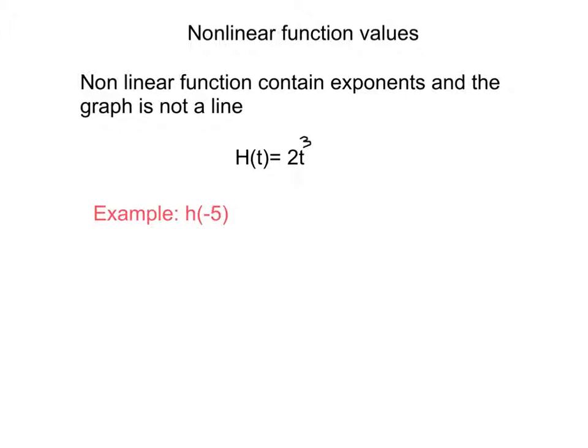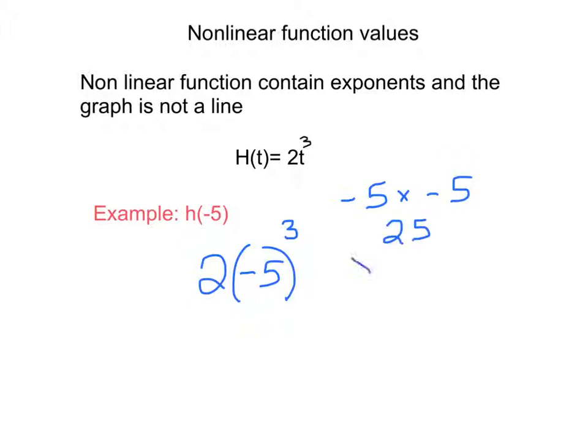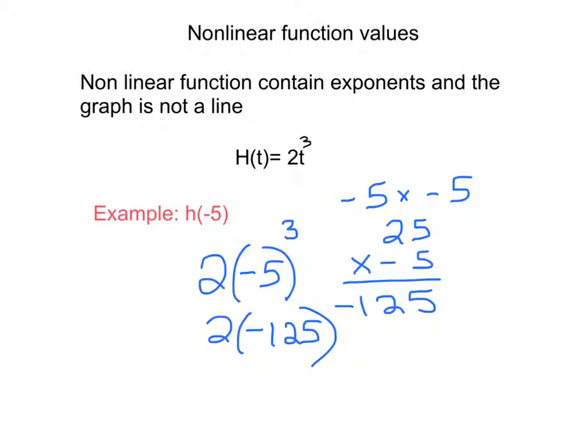So in this case, the equation is h(t) equals 2h to the third. But then it tells us that we need to replace the h with a negative 5. So 2 times negative 5 to the third, which means negative 5 times negative 5. So that's positive 25 times negative 5, which is going to be a negative 125. So then you take the negative 125 and you multiply it by 2 to get your negative 250.